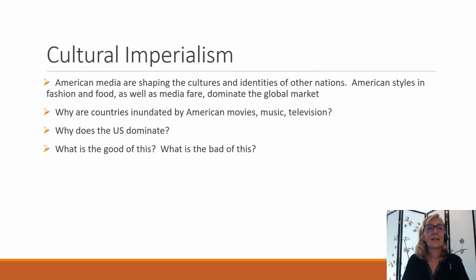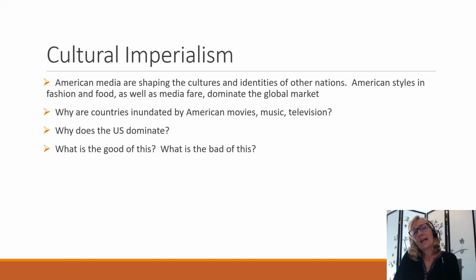A second concept is that of cultural imperialism. If we were to apply this to American media, then we would say our programs being shipped abroad, outside of North America, outside of Europe, but present in places like Asia and Africa, are shaping the cultures and the identities of other nations, right? So American styles that are so prevalent in American media content and dominate many other environments, those styles in fashion, food, even media fare like music and musical taste, tend to dominate the global market.